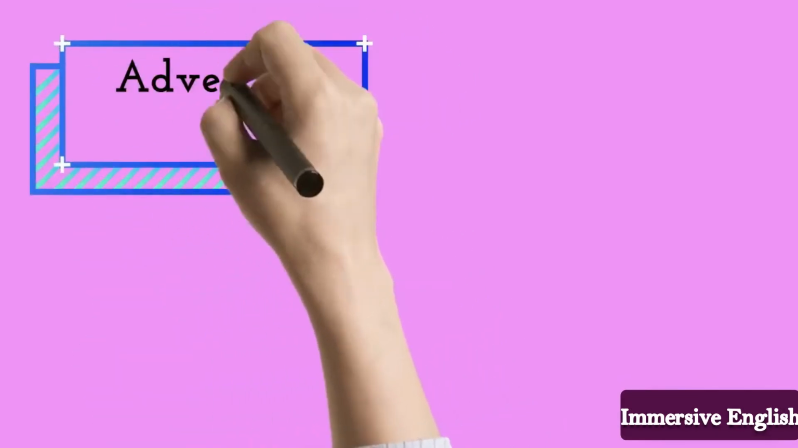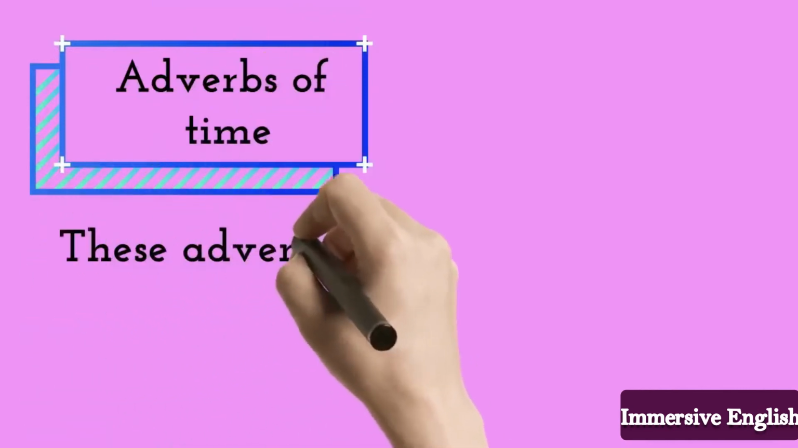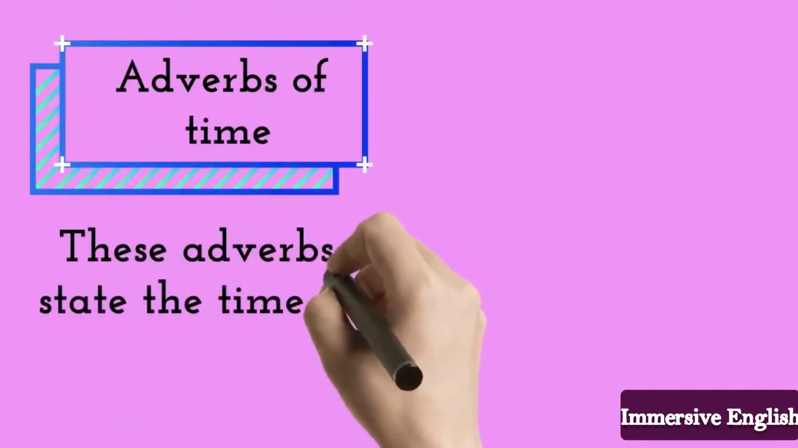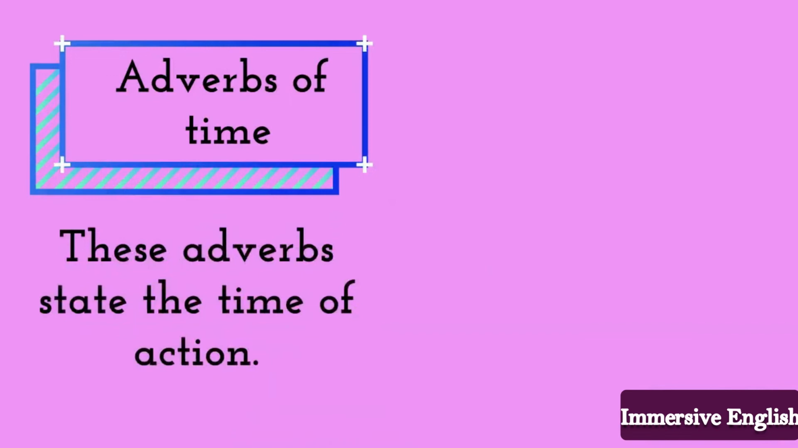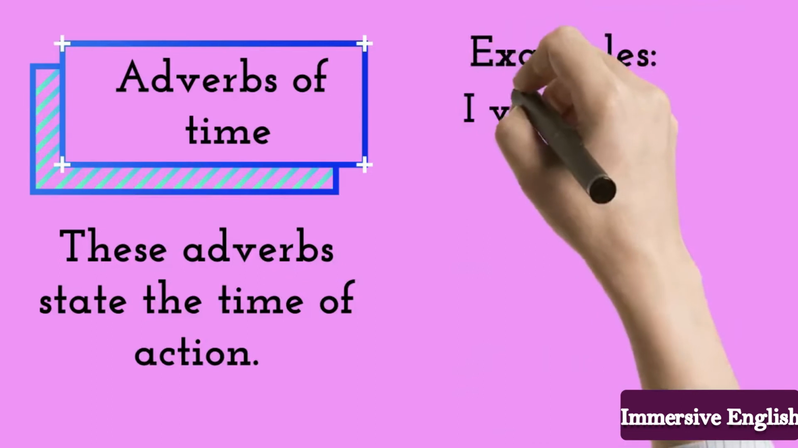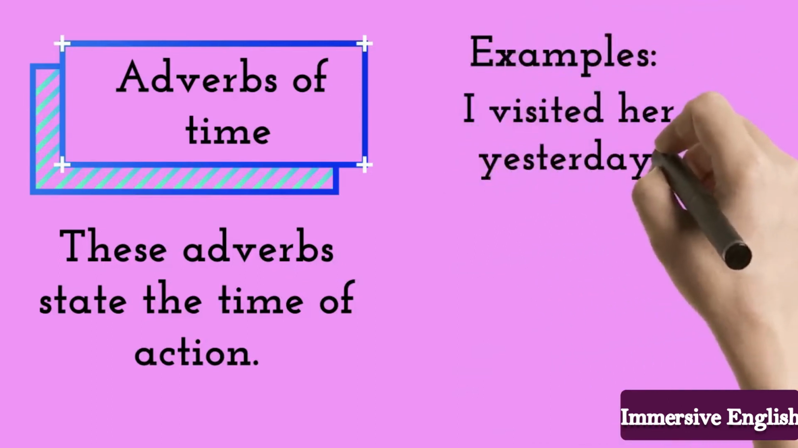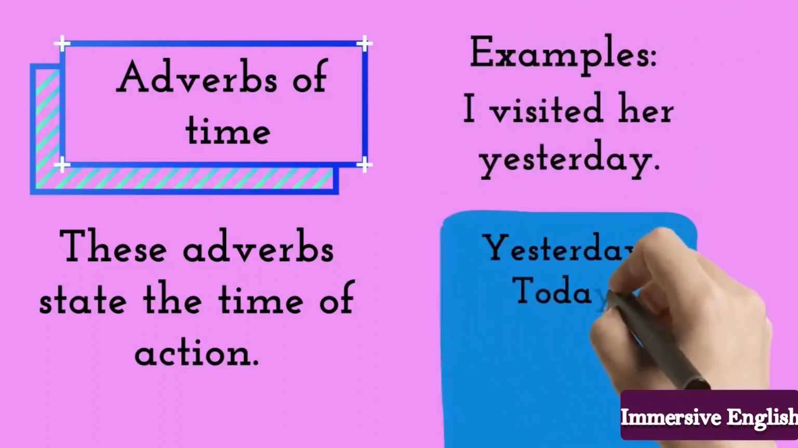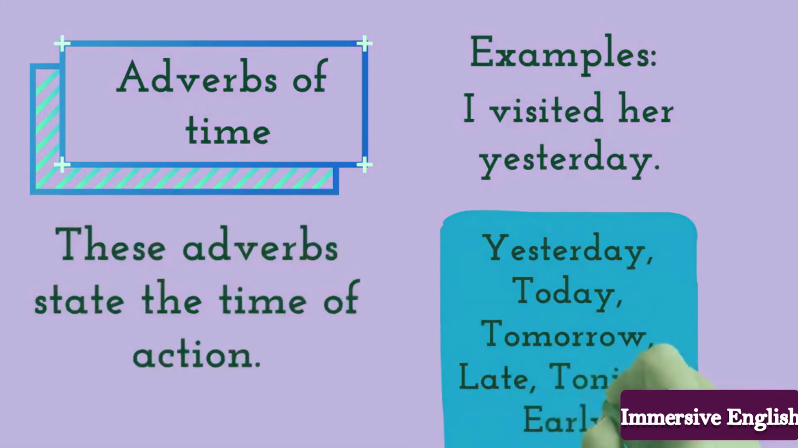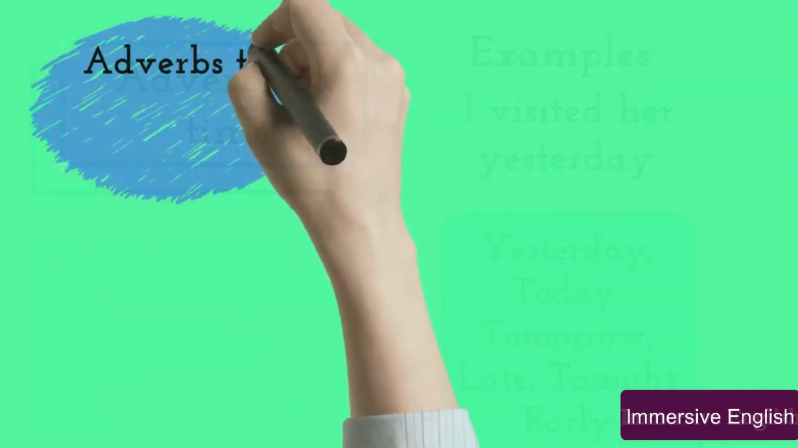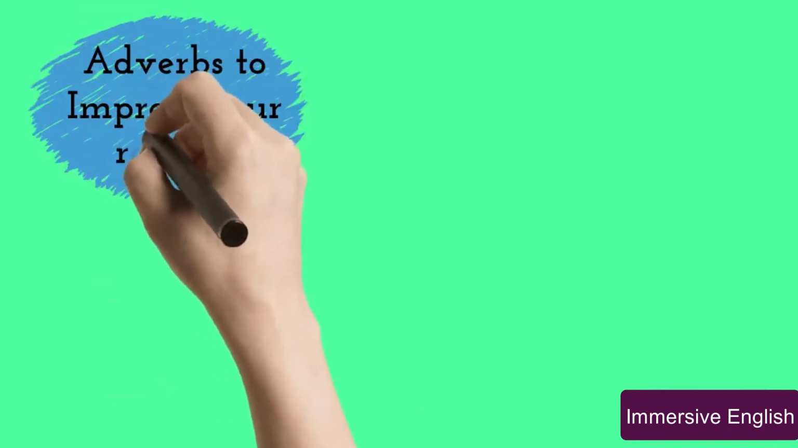Adverbs of time state the time of action taking place in a sentence. Let me share an example with you. I visited her yesterday. Yesterday is an adverb of time which is giving an idea about the time of occurrence of an action. Let me suggest a few adverbs to impress your readers.